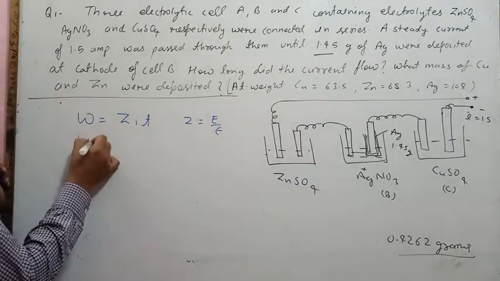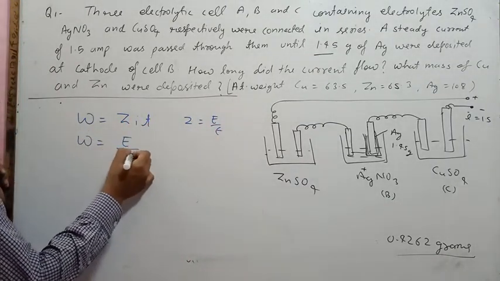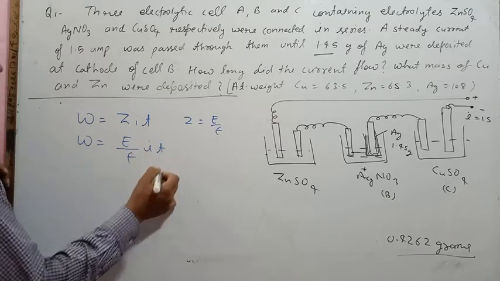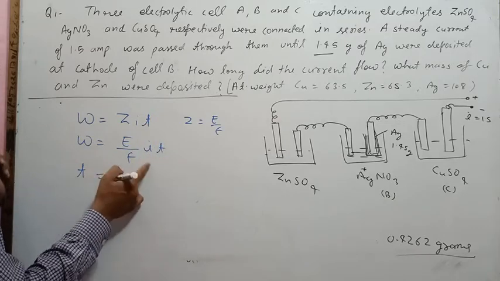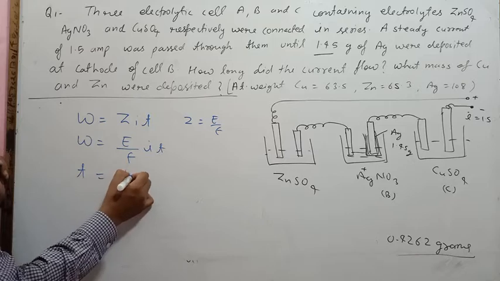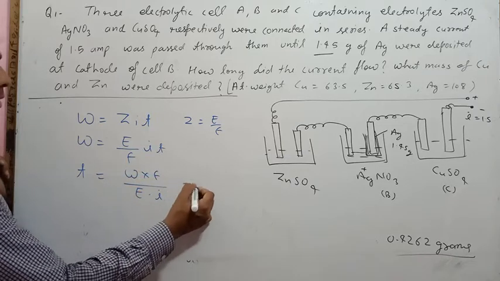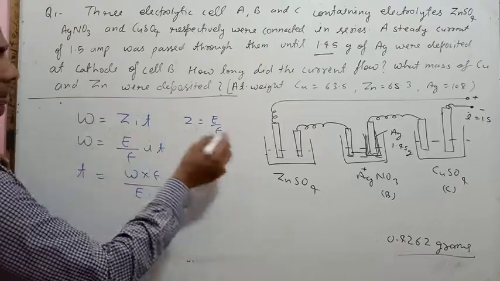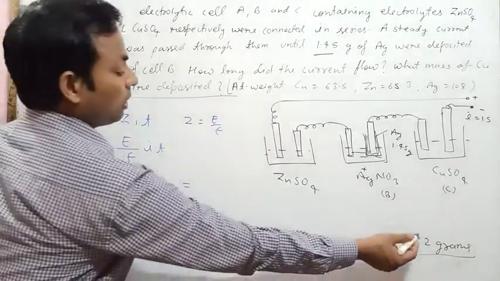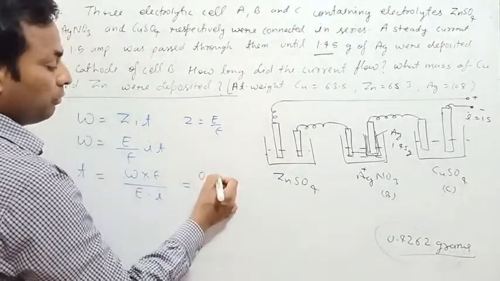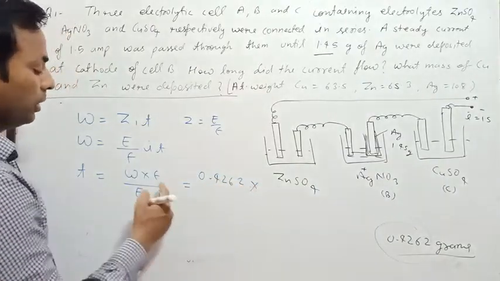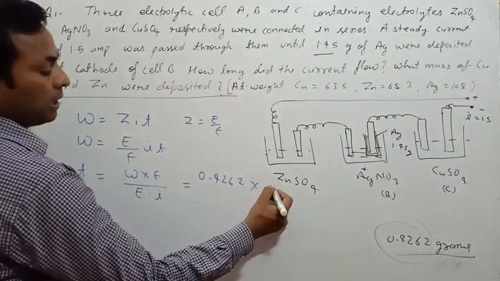So putting in the value, W equals E by F into I t. So t is being asked: t equals W into F upon E into I. W means the mass of copper. I am going to use the copper mass given, 0.4262, into F, where F means the Faraday constant.